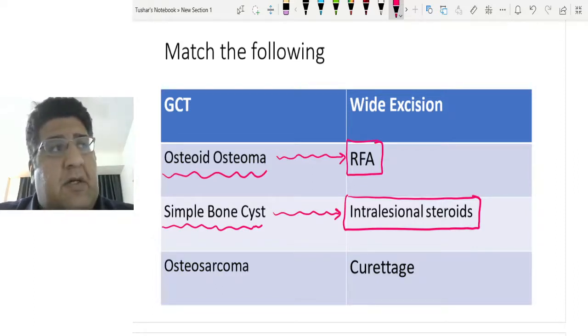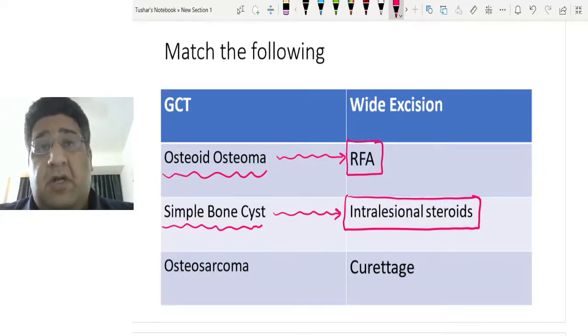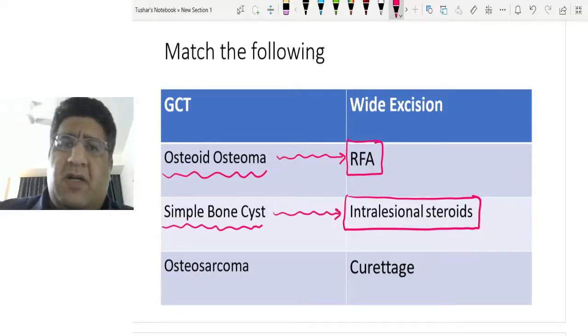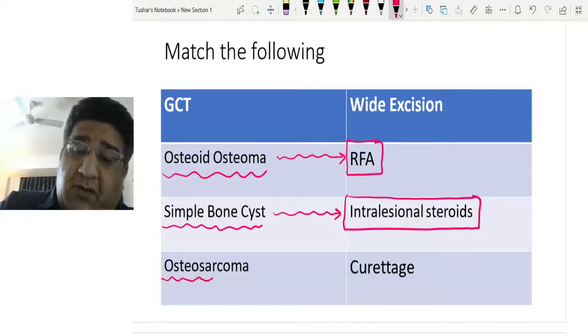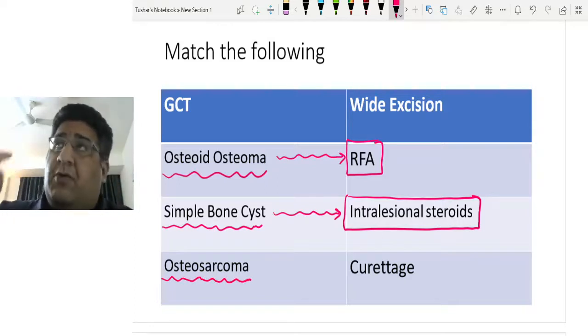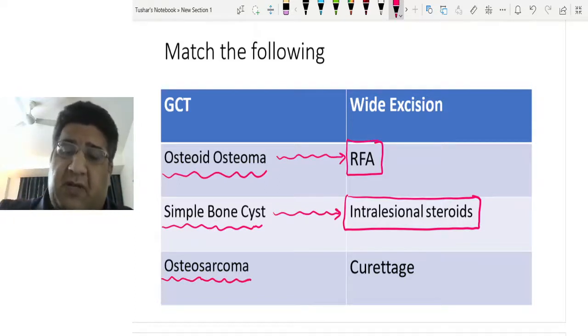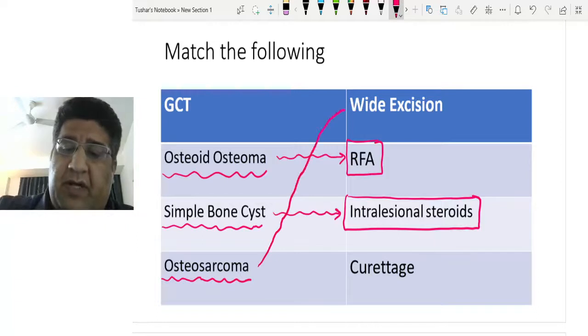Osteosarcoma, is that a simple tumor? Is that a benign tumor? Is that an aggressive tumor? No, it is an epitome of malignancy. I always mention that it is the father of malignancy. It is an epitome of malignancy. Do you treat a malignant tumor with curettage? No. You always treat osteosarcoma, and I have already told you that we take 10 centimeters above and 10 centimeters below, and we do wide excision.